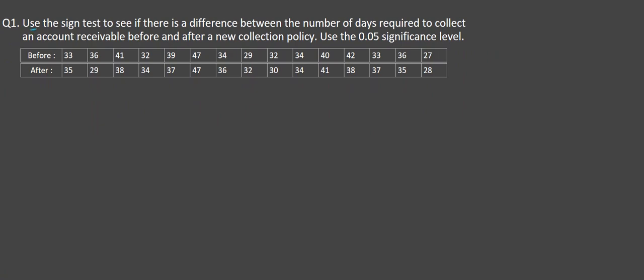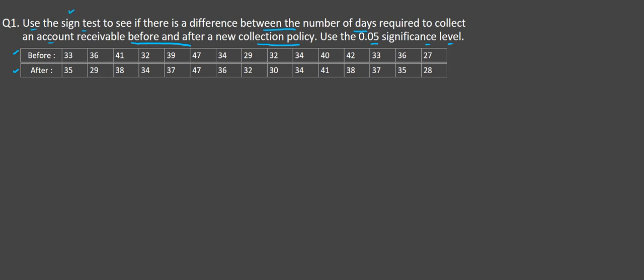The question says: use the sign test to see if there is a difference between the number of days required to collect an account receivable before and after a new collection policy. Use the 0.05 significance level. Here we have been given a table containing before and after days, and we need to find if there is a difference between the number of days using the sign test.